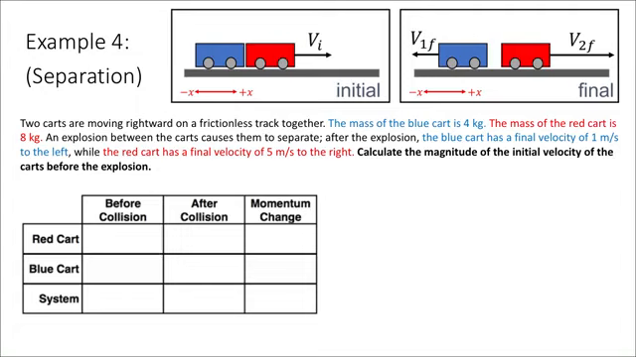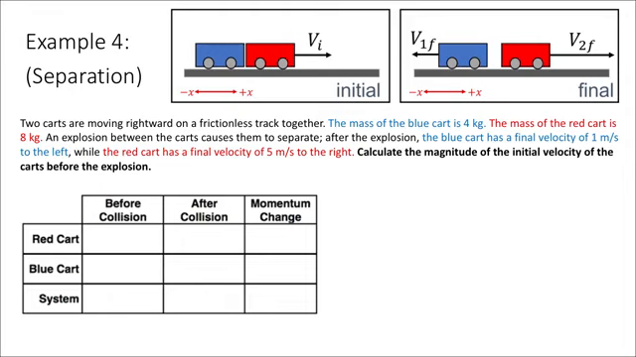All right. Now, this is another separation, but this time they're not at rest in the beginning. They're stuck together, moving rightward on a frictionless track, and then an explosion happens to cause them to separate. We're given the mass of the blue cart and the red cart, and we're told that the final velocity of the blue cart after the collision is 1 meter per second to the left, and the red cart has a final velocity of 5 meters per second to the right.